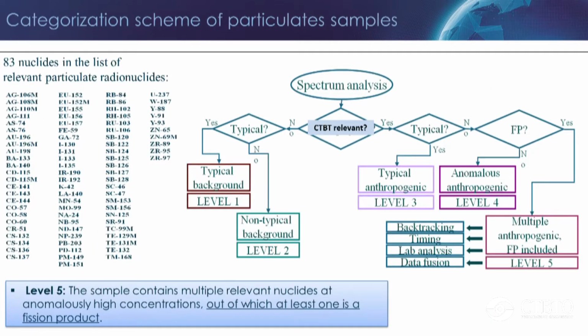So this is the way the particulate samples are categorized over a 5-level scheme. Levels 1 and 2 correspond to background detections within or above the abnormal limits for the station. Then we have 3 levels, from 3 to 5, in case we have a CTBT detection.